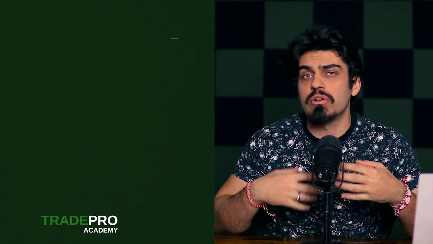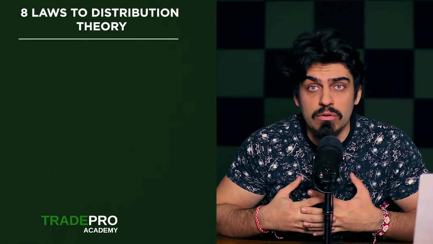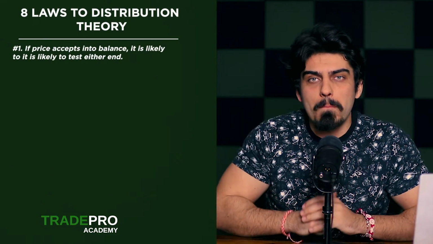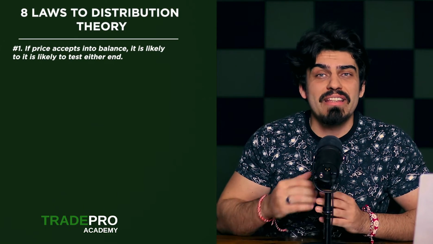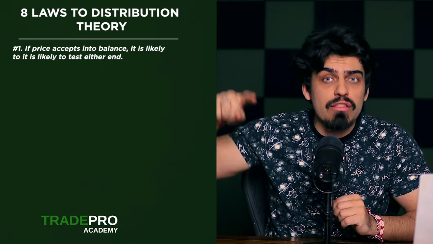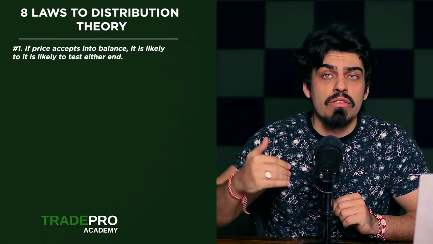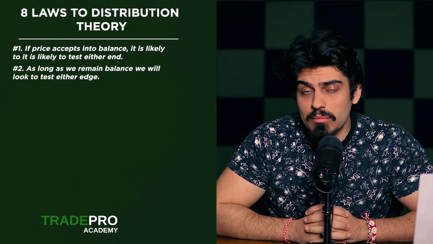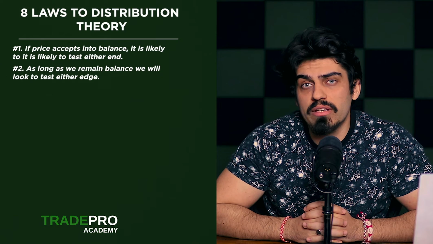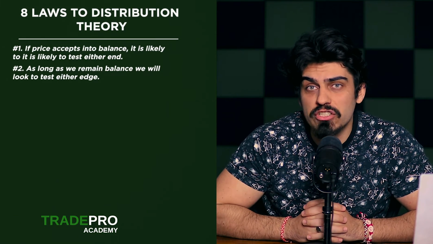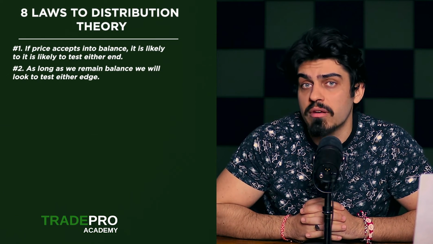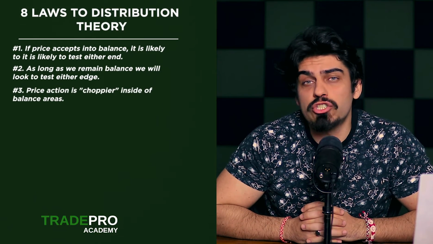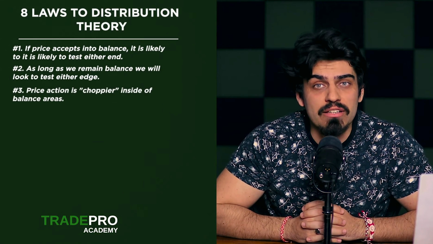Now, here are 8 rules that I call distribution theory rules. These 8 rules help us understand exactly how price should move and how it should happen in the volume profile and in the general market. Rule number 1, if price is within balance, we expect that price maintains balance and goes and tests either end of the balance, the value area high or the value area low. Rule number 2, very similar to rule number 1, as long as we remain balanced, we are going to look to test the edges of that balance, and those edges of balance are expected to reject to hold us within balance.